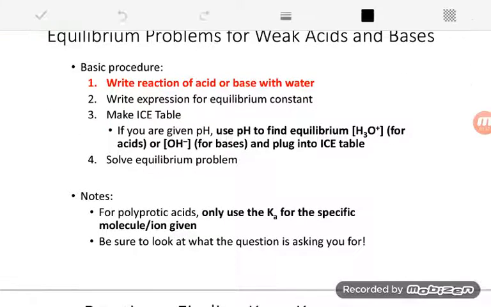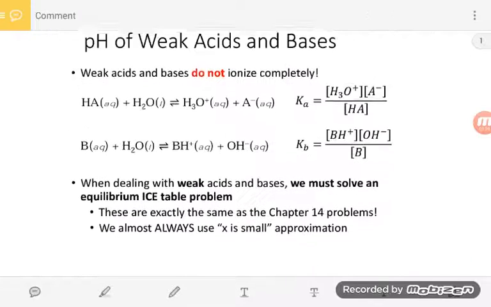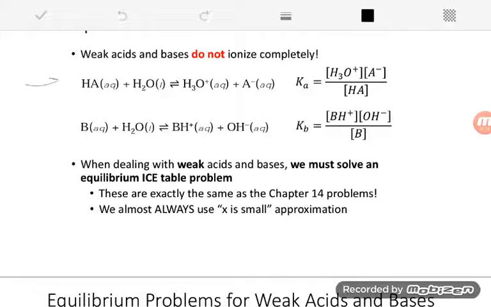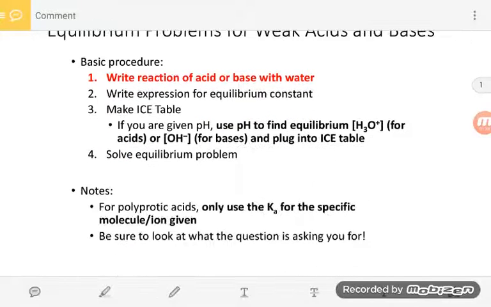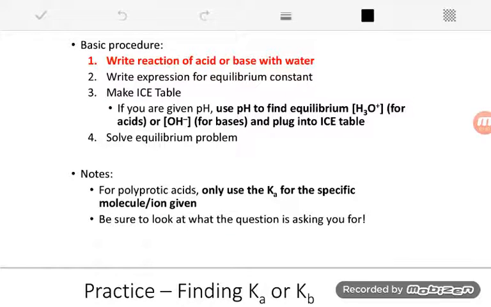When we're solving these equilibrium problems, the first thing we want to do is write a reaction of the acid or base with water. So that's one of these two reactions right here. We have our generic acid equation, our generic base equation. And we should be able to write out the Ka or Kb expression for either one of them. So the first thing we do is write out that reaction. Then we write that expression for the equilibrium constant.